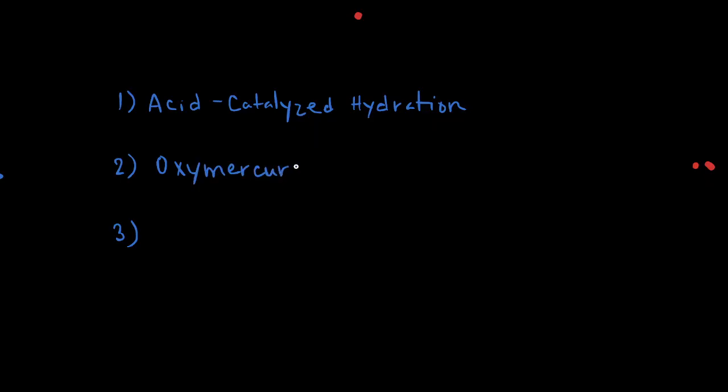So, without further ado, let's get into these 3 ways that you can add a hydroxyl group. The first reaction here is going to be an acid-catalyzed hydration reaction. The second one is going to be your oxymercuration reduction reaction. And the third one, for which I actually haven't made its own video, is going to be hydroboration.